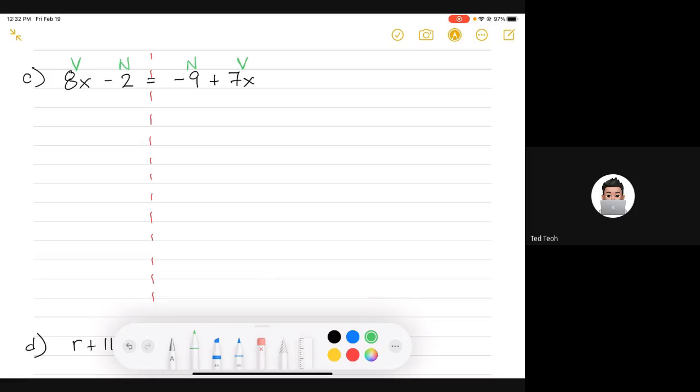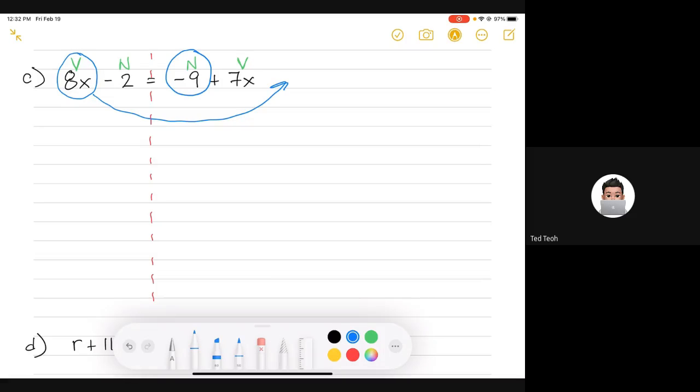All right, so now I have V's on both sides. I have N's on both sides. So I need to move things around so that all the V's are on one side, all the N's on the other. All right, so I'm going to take this 8x and I'm going to move it to this side because I want the V's on the right side. If you want the V's on the left side, then move the 7 over. It's up to you. I'm going to do the same thing with this -9.